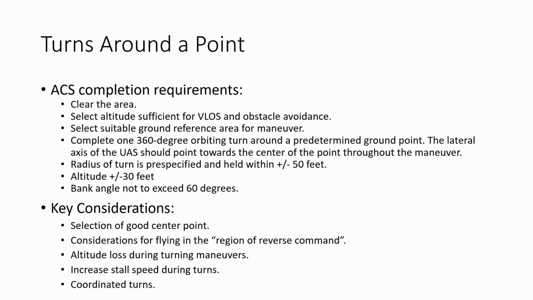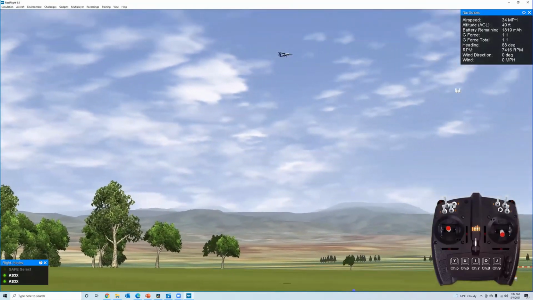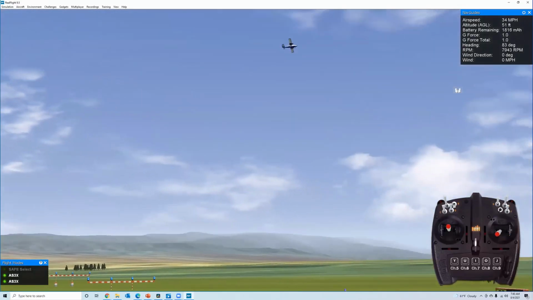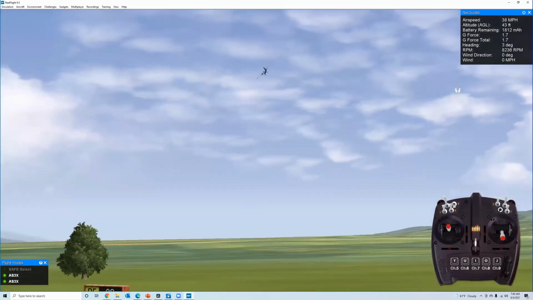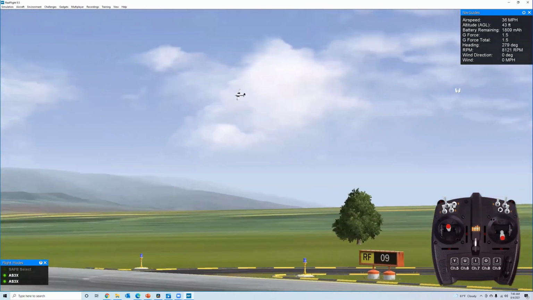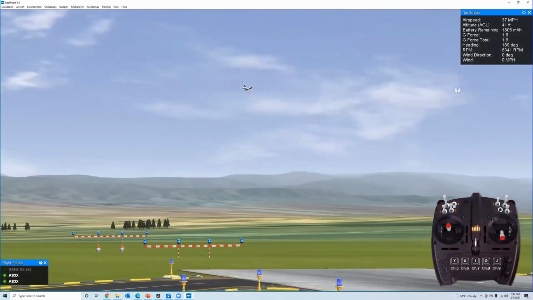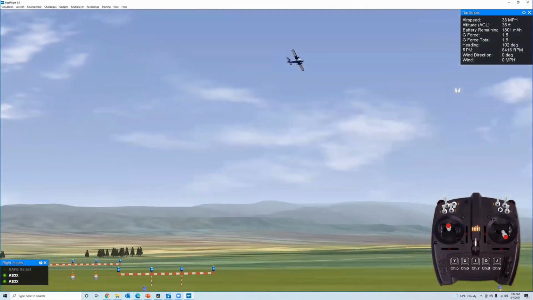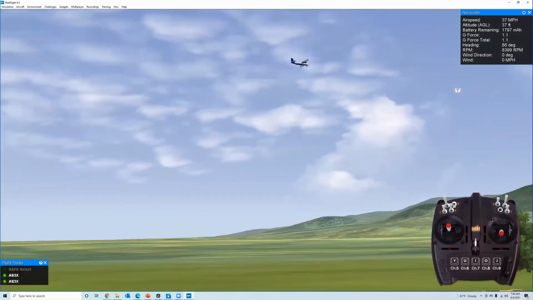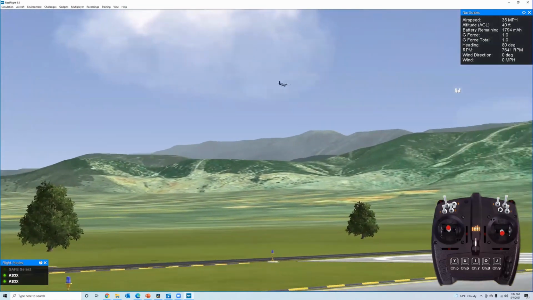The next maneuver we're going to talk about is turns around a point. As you can see, the aircraft is entering on the downwind here. As the aircraft approaches the abeam point, left aileron is going to be added and back pressure is going to be added to keep the altitude of the UAS constant. Bank angle doesn't need to change too much throughout this maneuver because there's no wind, and we're going to exit in the same direction we started.